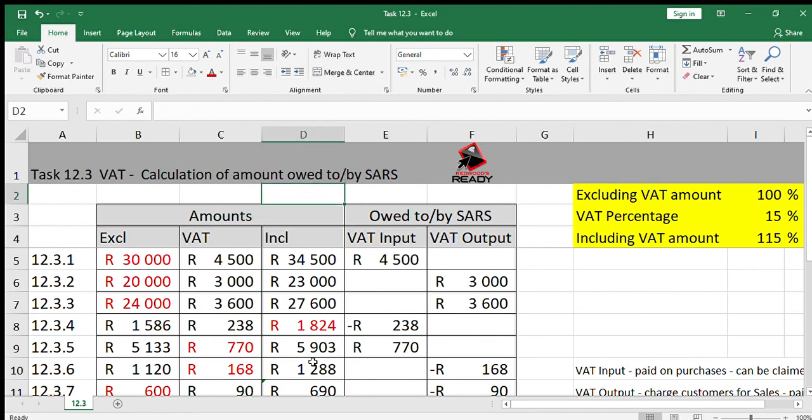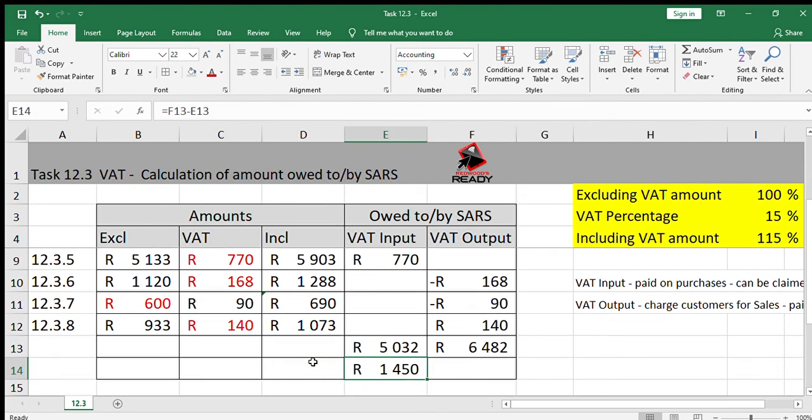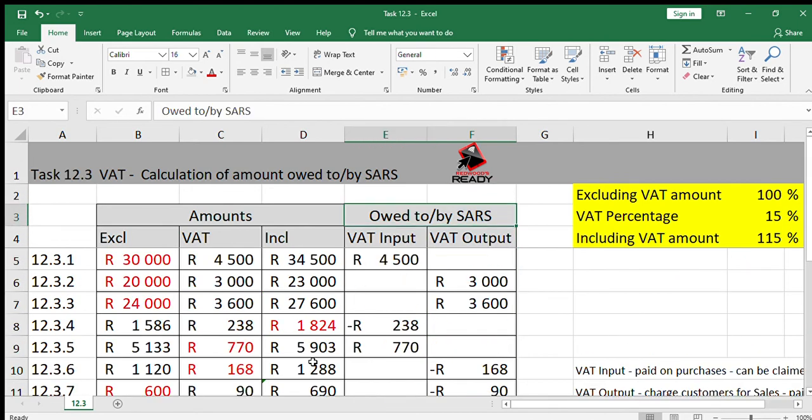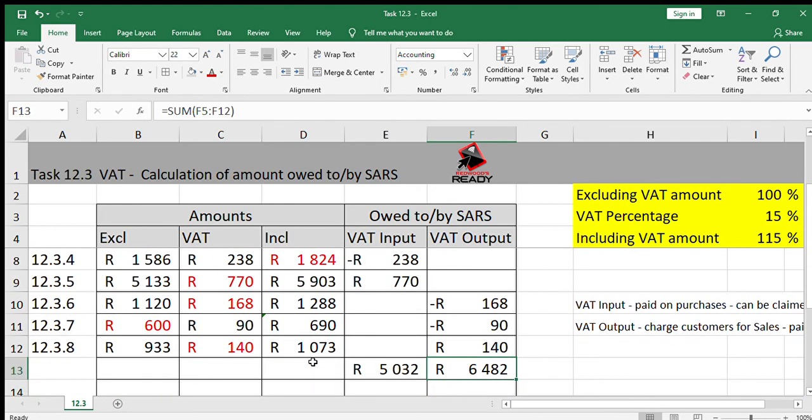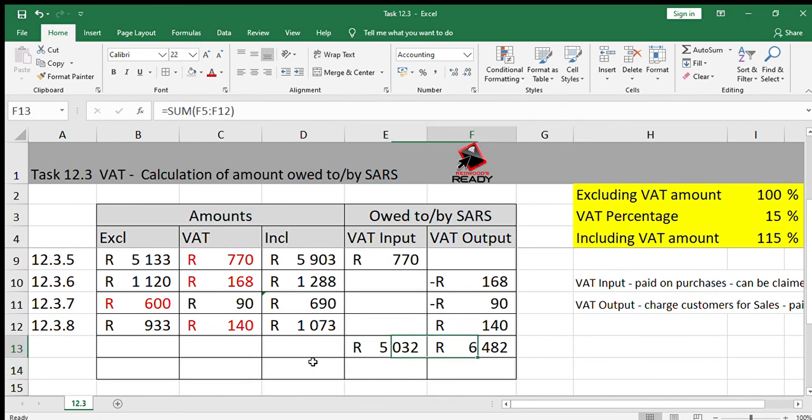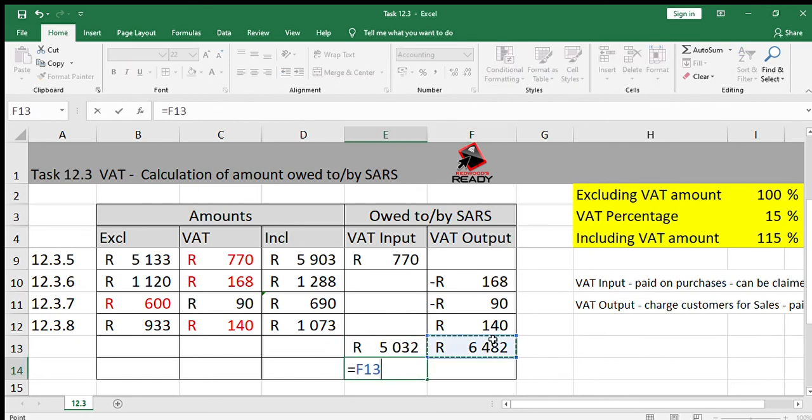Basically I've already totaled up here. This total is for the VAT input column, and this is the total for the VAT output column. So just added and subtracted as we were going along. If you look at this, the VAT output is greater than the VAT input. So we're going to work out the difference: output minus input. Remember this is VAT output minus VAT input.